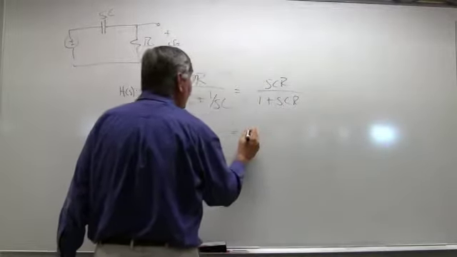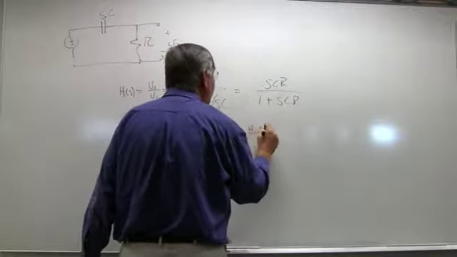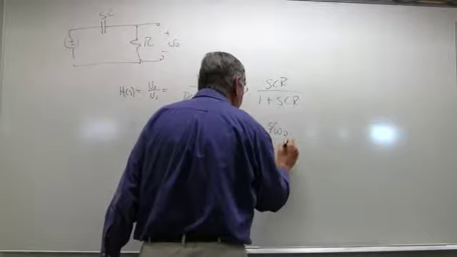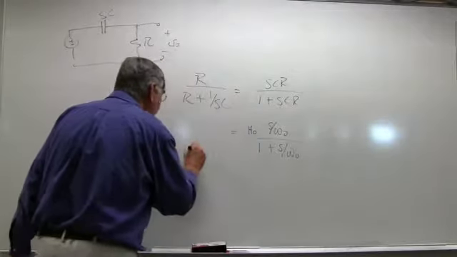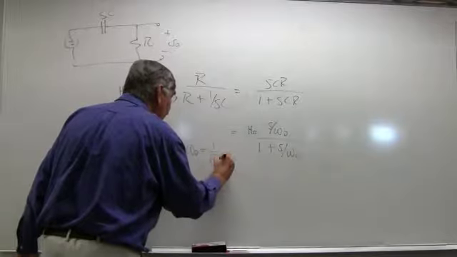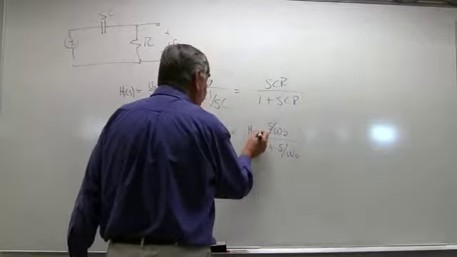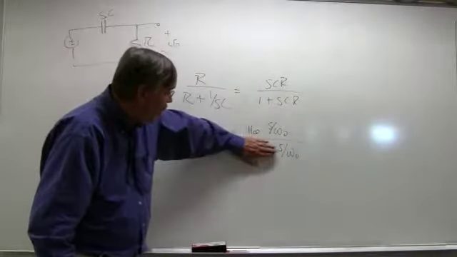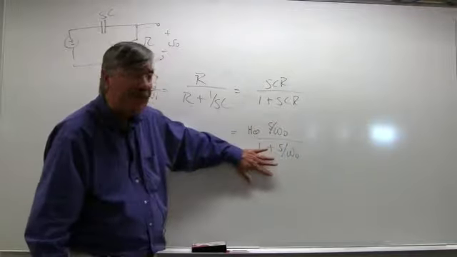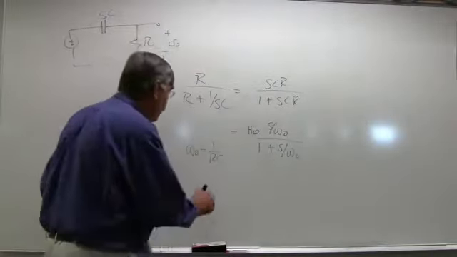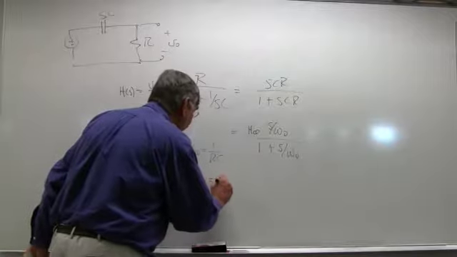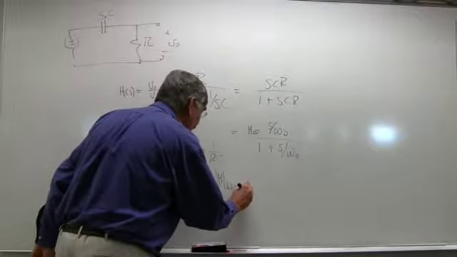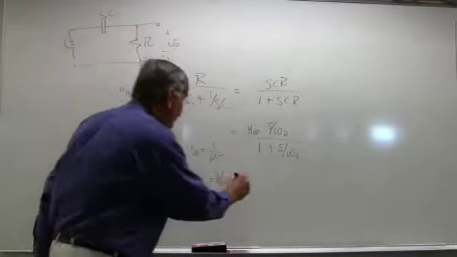And this can be written as some kind of H infinity, if we will, times S over omega naught divided by 1 plus S over omega naught, where again the cutoff frequency is 1 over RC. We should call this one H infinity, the gain at very high frequencies. When S is much greater than omega naught, this term goes away and we get a high frequency gain, which in this case is approximately 1. So H infinity is the gain magnitude of H as omega goes to infinity, and of course in this example it's 1.